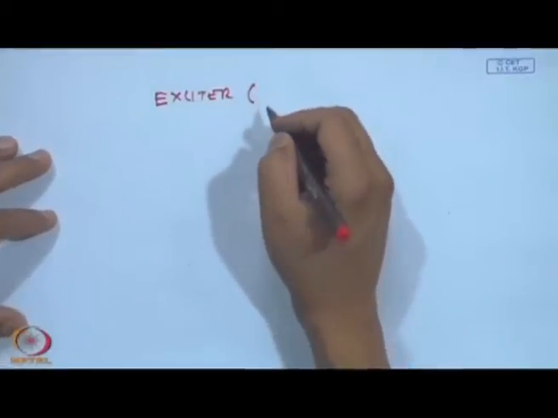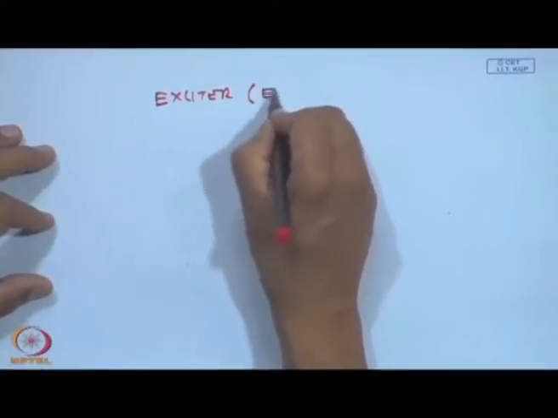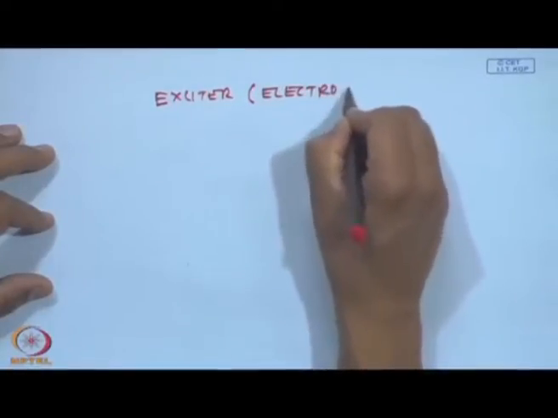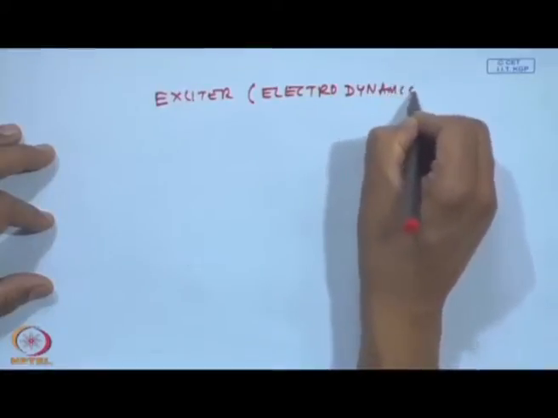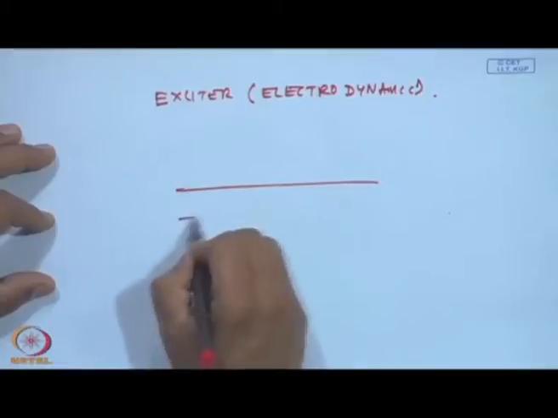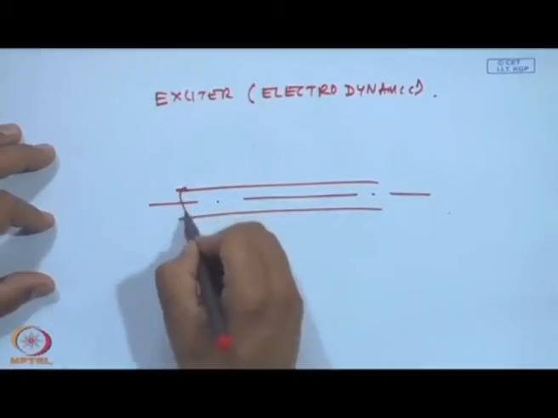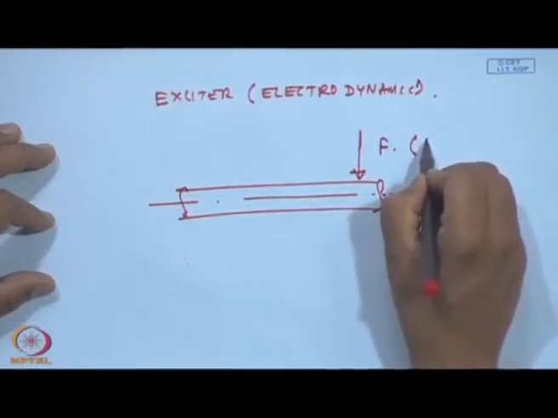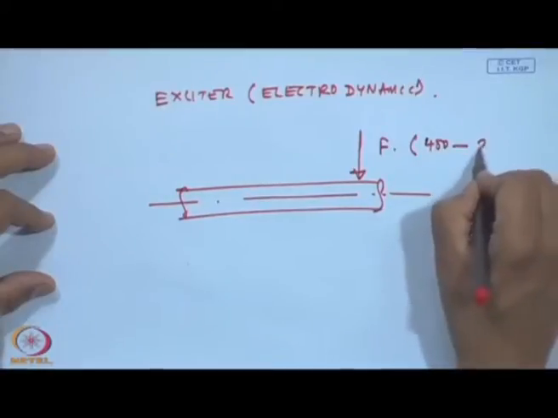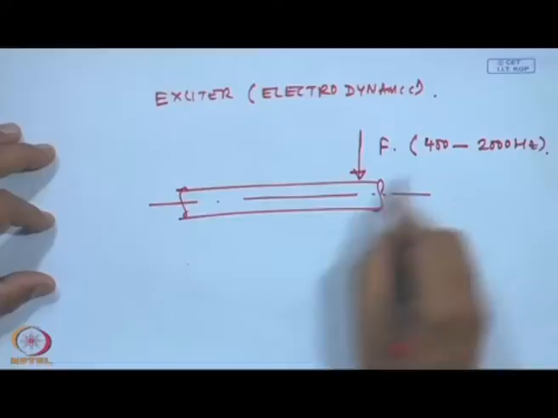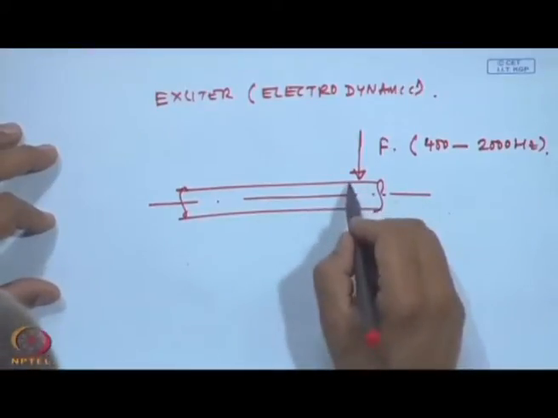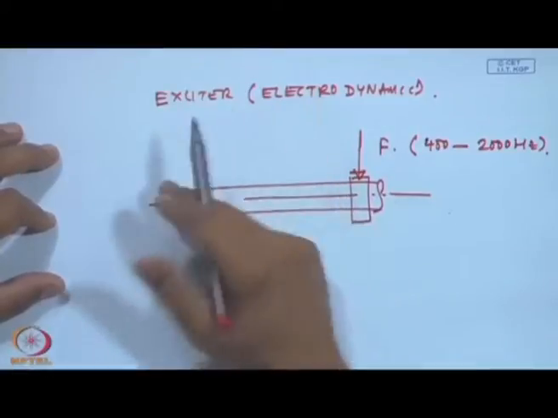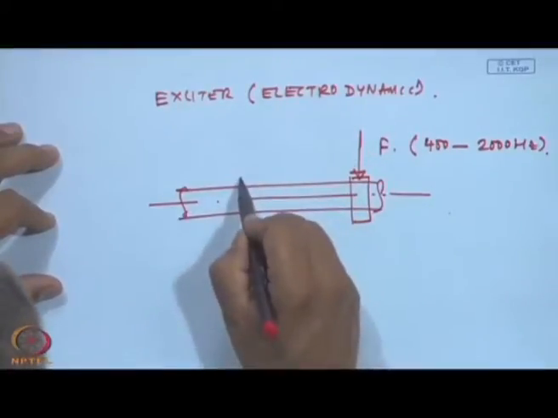How do you excite the system? Through an exciter. Usually, because it is a large gas turbine, we can use heavy electrodynamic exciters. I give a known force F from the frequency maybe 400 to 2000 hertz, and at the same time measure at the bearing locations obviously, because in turbines they are supported with many bearings.